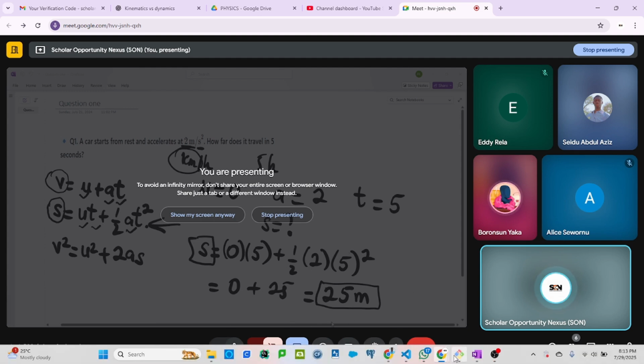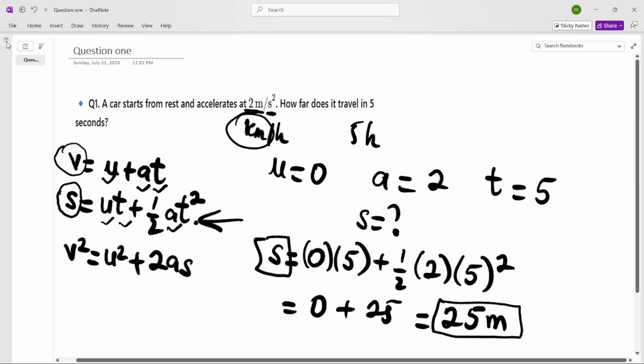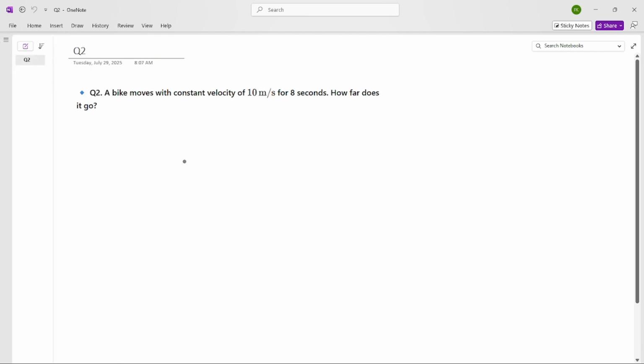Okay, so that was the first question. Let's go to the other questions. This is a very simple question. So the next one, let's follow the same procedure. For this question, I don't know whether I should give you some time, but let's get the parameters together. A bike moves with constant velocity of 10 meters per second for 8 seconds. So the obvious one that we can see over here is that they have given us constant velocity.